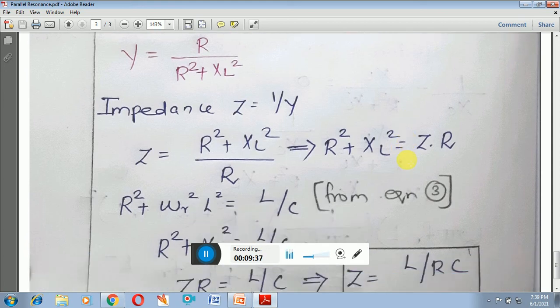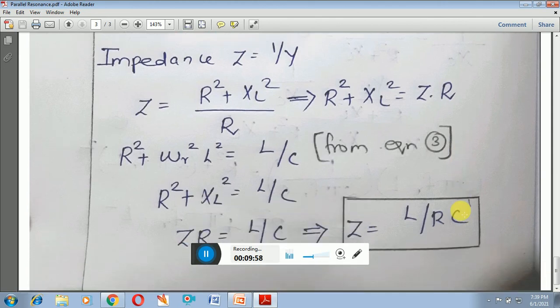Now you can write it as R squared plus omega r squared L squared equal to L by C, that is XL equal to omega r into L. You can substitute that value, and instead of Z into R you can substitute L by C. Consider equation number 3 here, and from this point you receive the final equation for the impedance in the case of a parallel resonance circuit: Z is equal to inductance value L divided by R into C. R and C represent the corresponding resistance value and the given capacitance value.